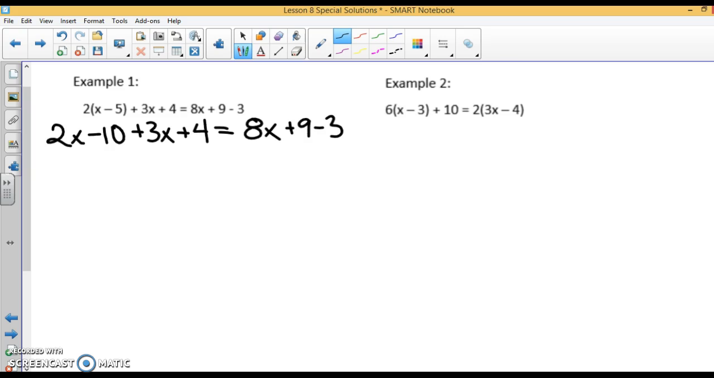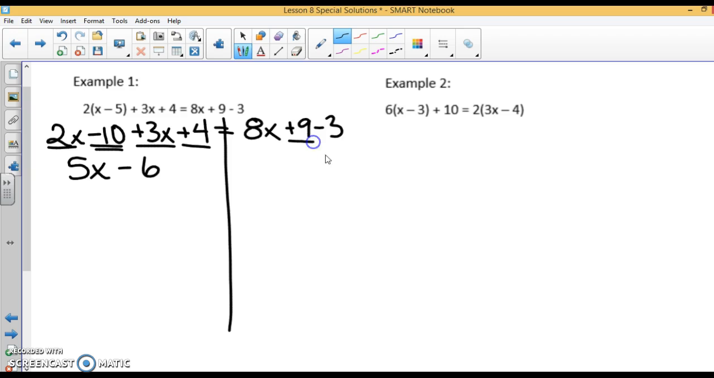At this step, we can see we need to combine our like terms. We need to simplify this. So on this side, I have 2x and 3x. I also have a negative 10 and a 4. So on this side, my 2x plus 3x gives me 5x, and my negative 10 plus 4 gives me a negative 6. On this side, I have a 9 and I have a negative 3. So I have 8x, and 9 minus 3 will give me positive 6.